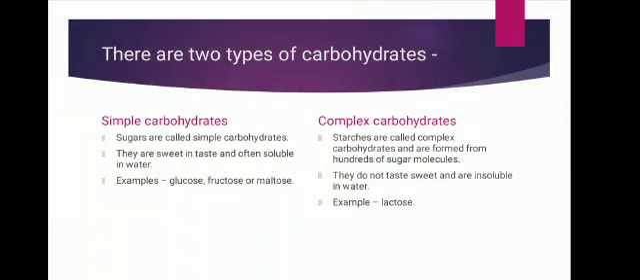Now there are 2 types of carbohydrates, simple carbohydrates and complex carbohydrates. Simple carbohydrates means it consists of a single unit, and complex carbohydrate means it is formed by a number of that single unit. For example, sugar is called simple carbohydrate and starch is called complex carbohydrate and is formed from hundreds of sugar molecules. Means hundreds of sugar molecules make the starch.